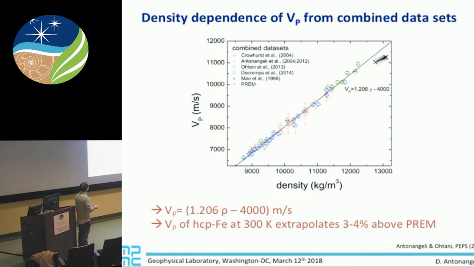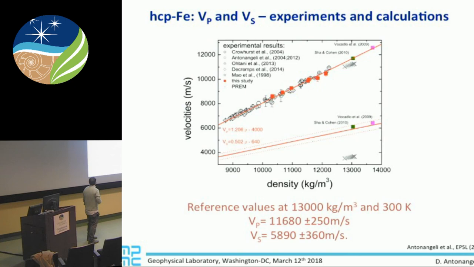So we have a reference relation for the compressional velocity as a function of density up to almost the core density at 300 K. And we notice that pure iron extrapolates 3 to 4% above PREM with a slightly steeper slope. We will keep working on that.